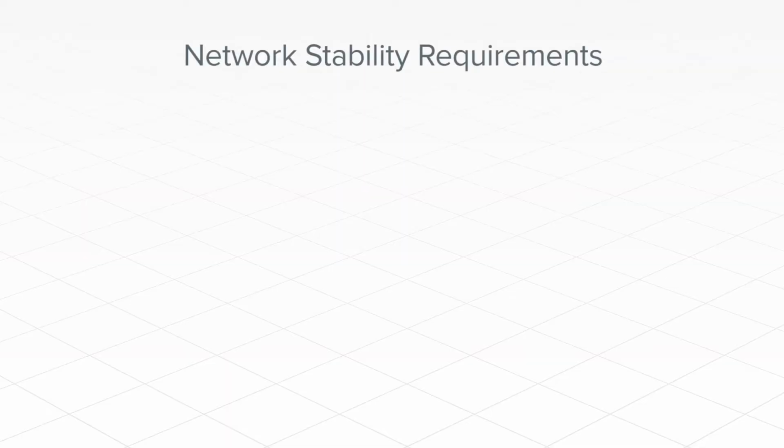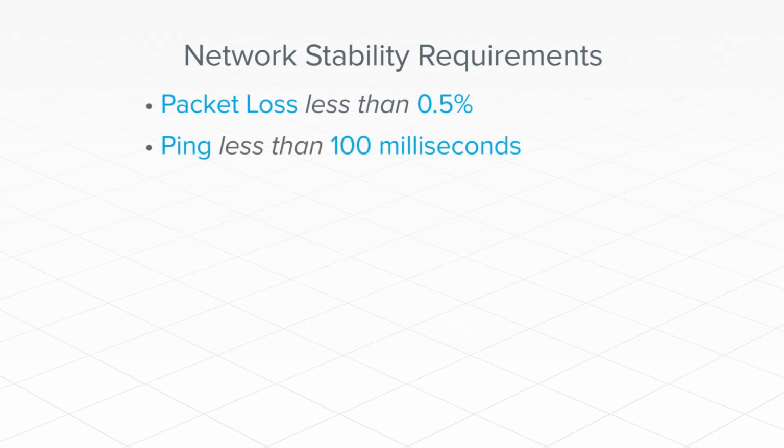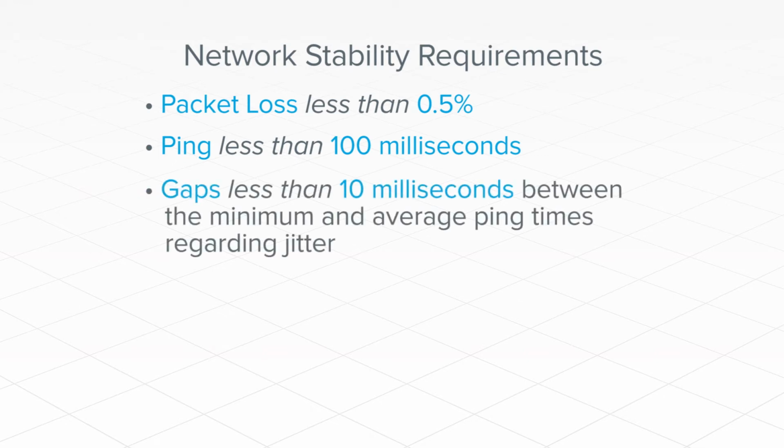To work correctly over the internet, you need to meet some requirements for your voice service. First, packet loss should be less than 0.5%. Second, ping should be less than 100 milliseconds. Finally, regarding jitter, gaps should be less than 10 milliseconds between the minimum and average ping times.